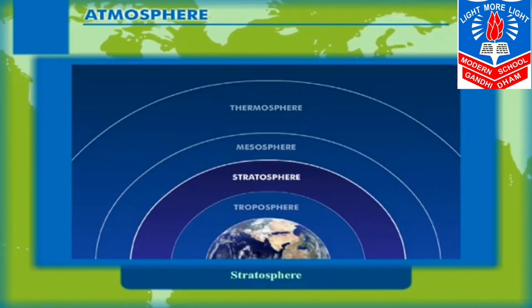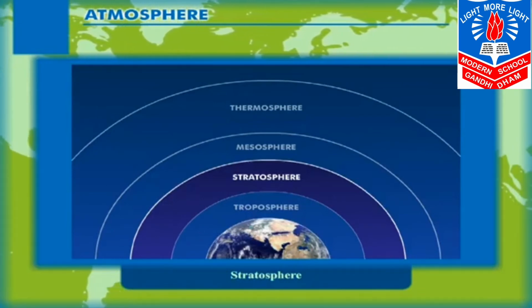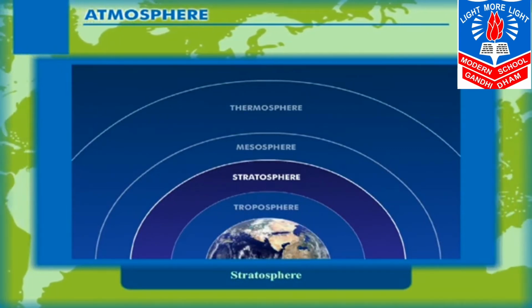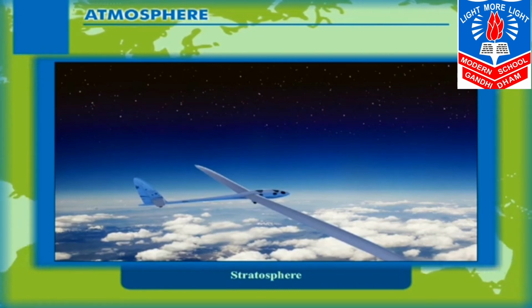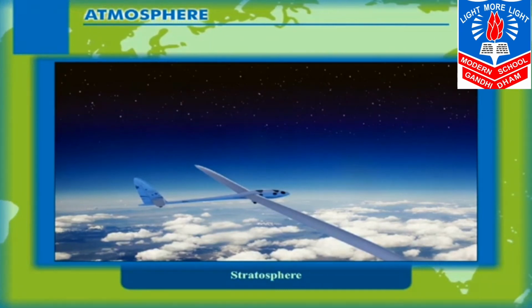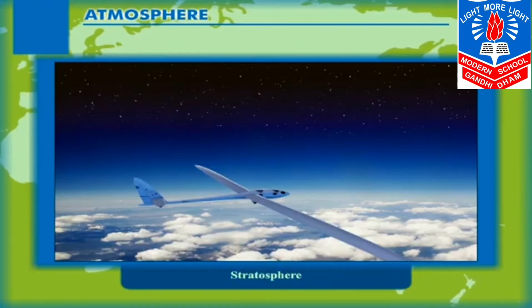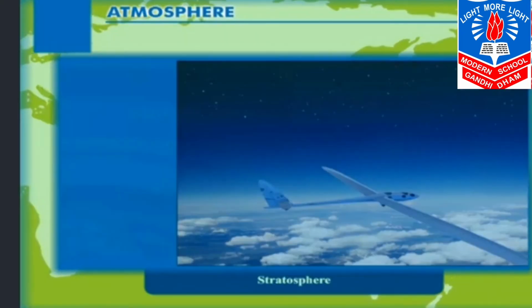The layer above the troposphere is called the stratosphere. It extends from the troposphere to a height of about 50 kilometers. In this layer, as height increases, temperature also increases. Seasons, clouds, rain, cyclones, etc. are not seen in this layer. This layer is clean and thin, so jet planes can fly faster with fewer obstructions.